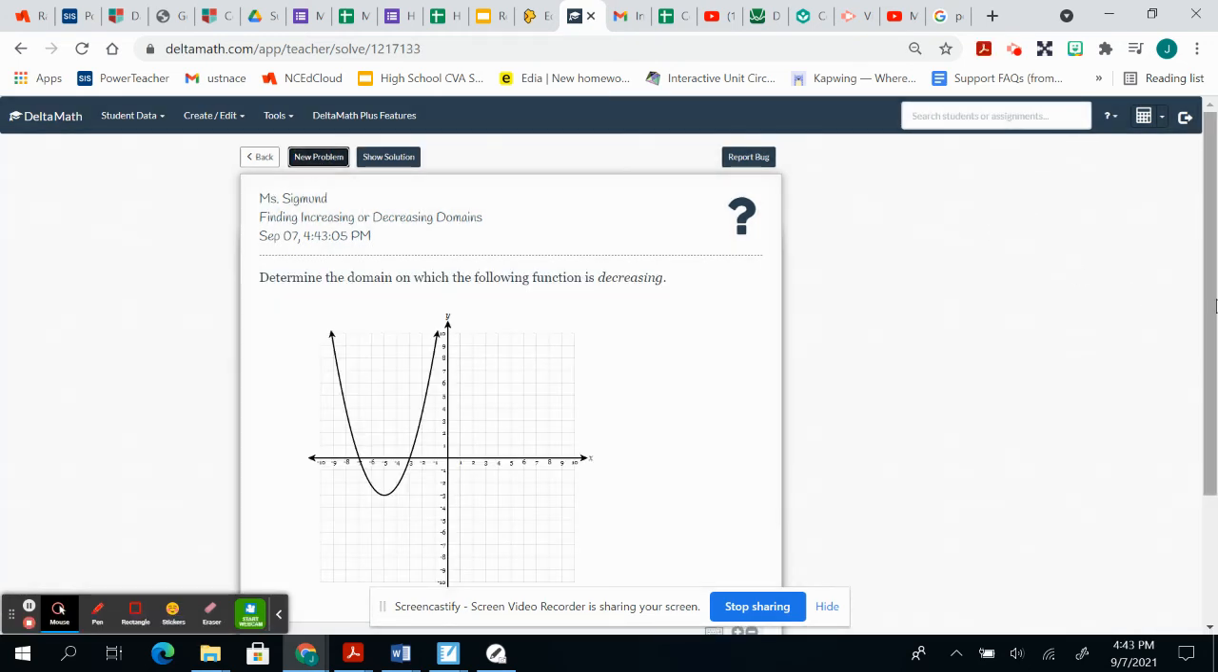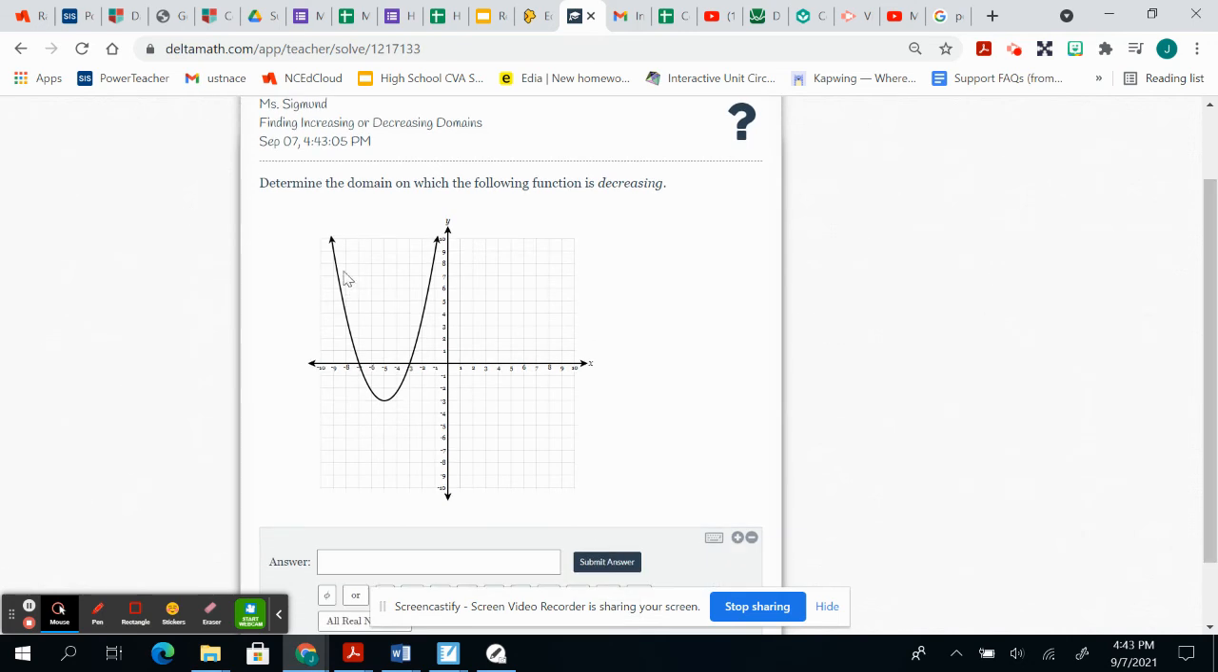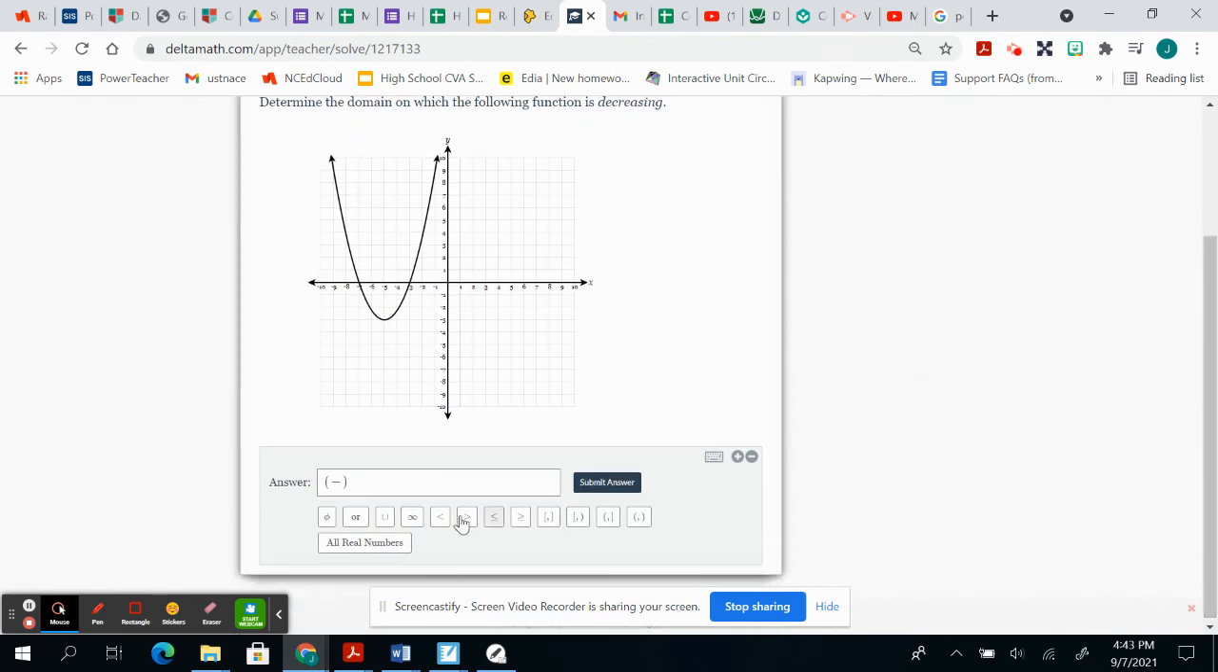All right. So when is it decreasing? It is decreasing again here from negative infinity until our x value, negative 5, is where it turns. So negative infinity to negative 5, which is the vertex turn point where it would start to increase.